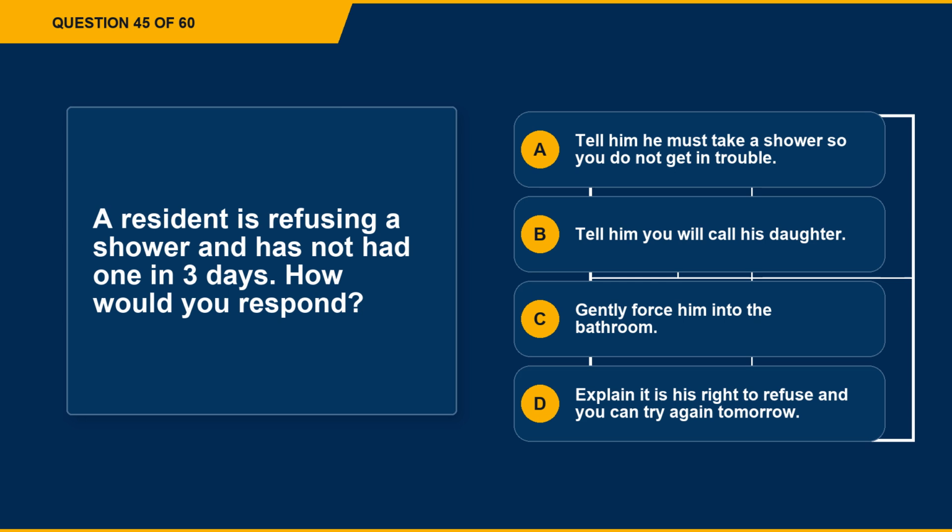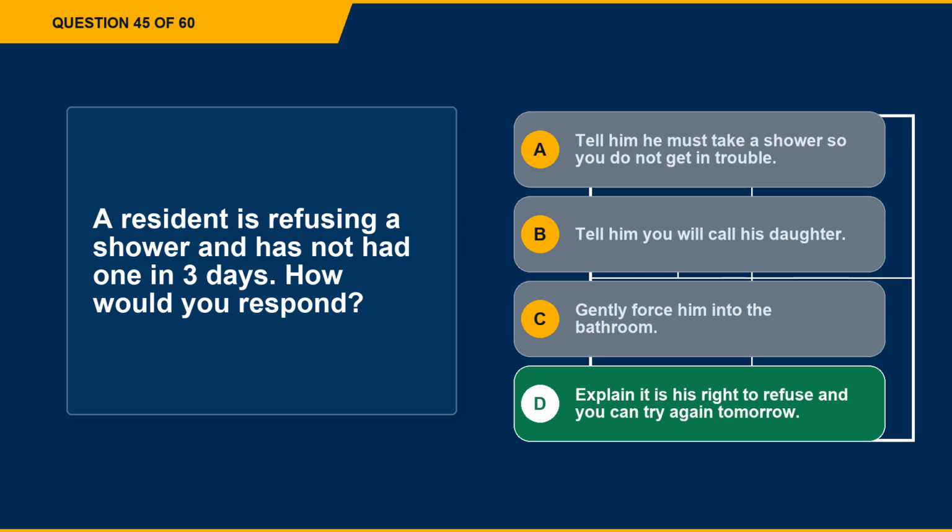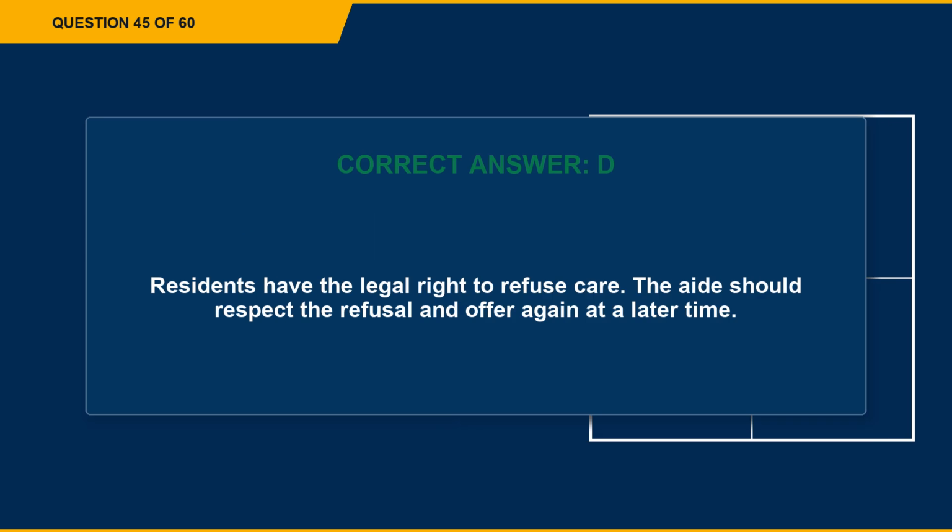Question 45. A resident is refusing a shower and has not had one in 3 days. How would you respond? Option A, tell him he must take a shower so you do not get in trouble. Option B, tell him you will call his daughter. Option C, gently force him into the bathroom. Option D, explain it is his right to refuse and you can try again tomorrow. The correct answer is option D, explain it is his right to refuse and you can try again tomorrow. Explanation. Residents have the legal right to refuse care. The aide should respect the refusal and offer again at a later time.